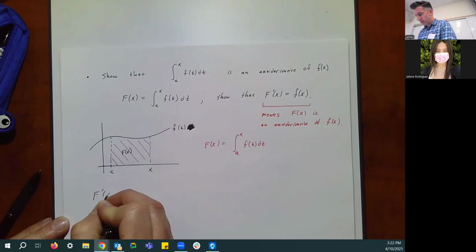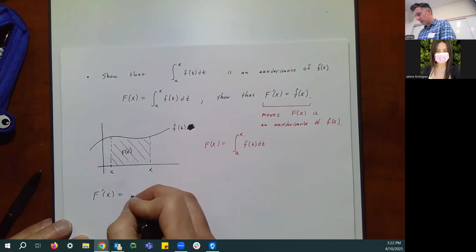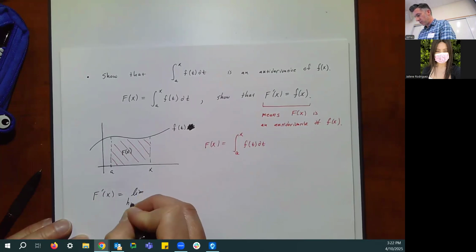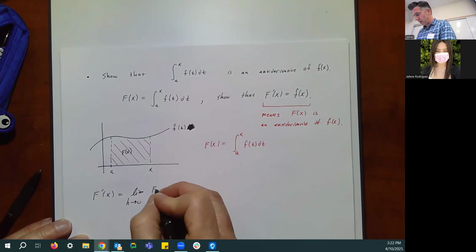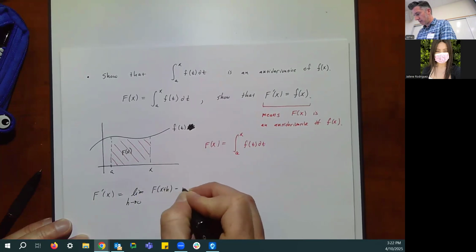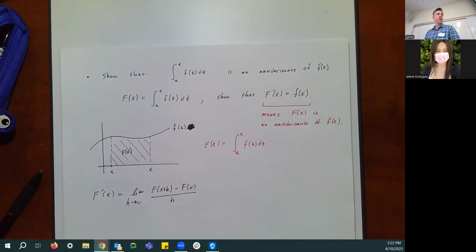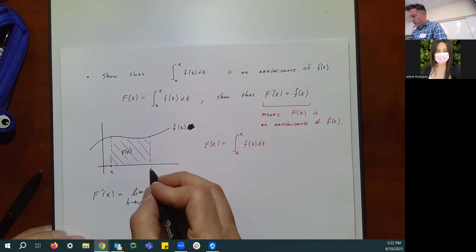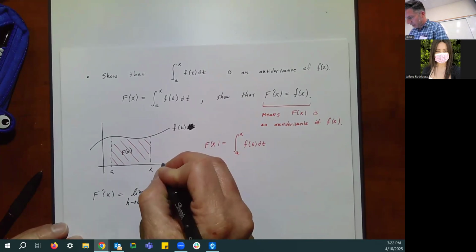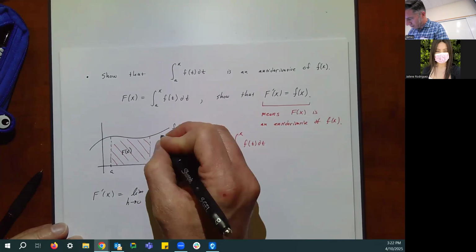We're going to go all the way back to 21a and say that the derivative of capital F of x is equal to the limit as h approaches 0 of capital F of x plus h minus capital F of x, all divided by h. So let's see what capital F of x plus h is. Going a little bit to the right of x, say here's x plus h.